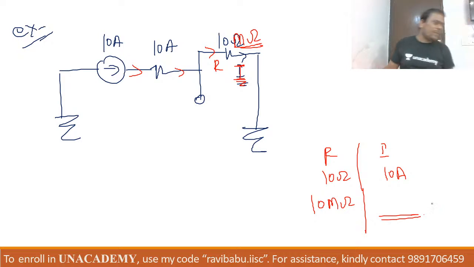Yeah, everyone, beta, please speak up. What will be the value of I when our resistance R is 10 mega ohm? What will be the value of current I? Yeah, very nice, beta. It is still how much?